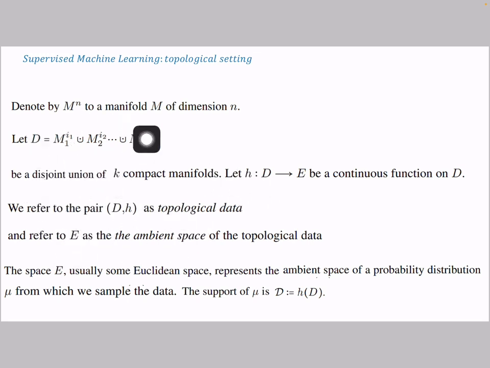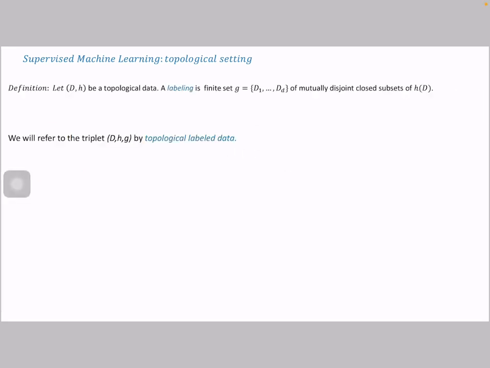This setting clearly corresponds to the statistical setting. E here would be the ambient space of the probability distribution that we introduced earlier and that we sampled the data from, and the support of this probability distribution is the image of this function h. Since we are going to talk about classification problems in this topological setting, we also need to talk about labeling in this setting as well.